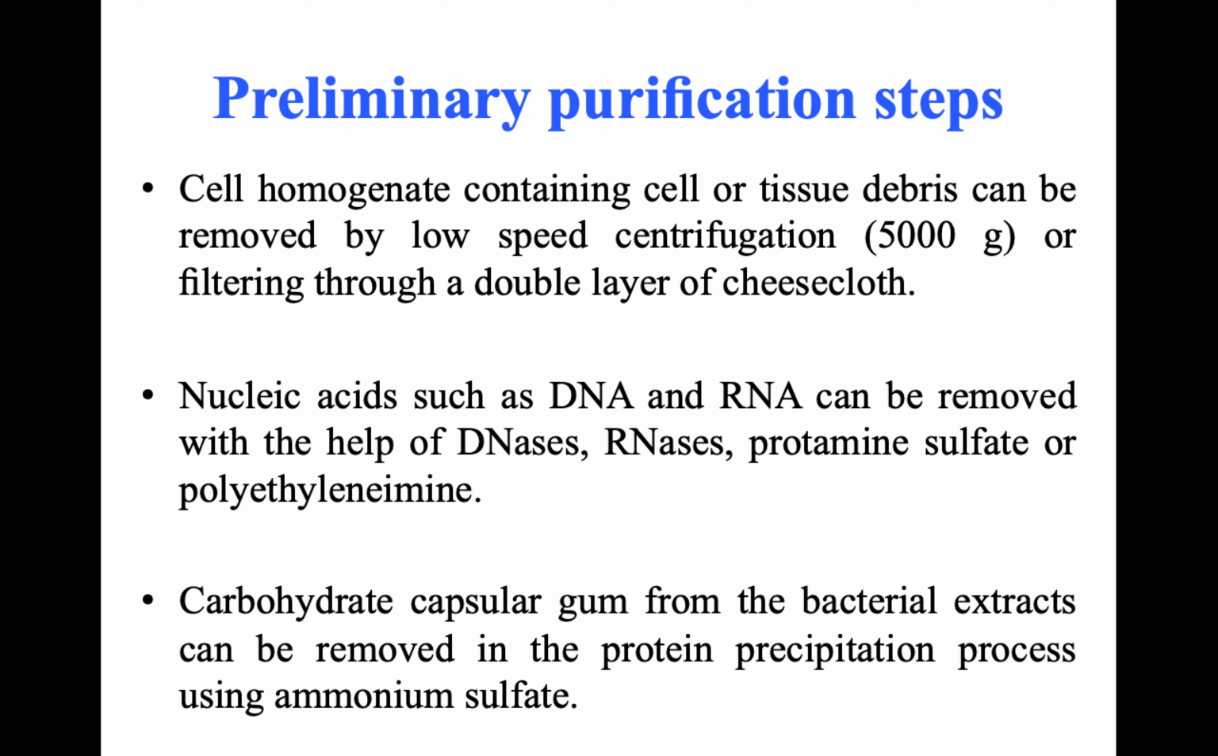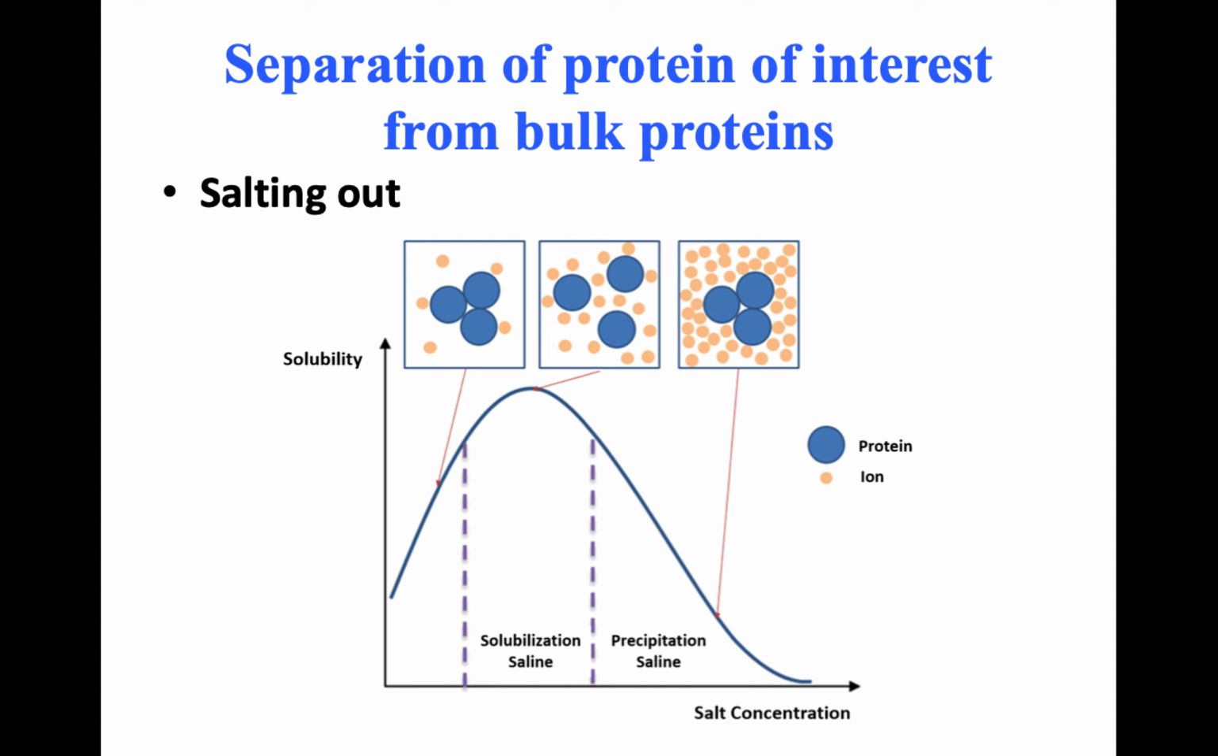So after all these preliminary steps, now we have a sample which majorly contains the different kinds of proteins. Now this sample, which has the different kinds of proteins, we need to perform the protein isolation.